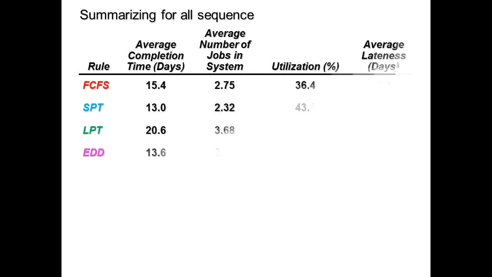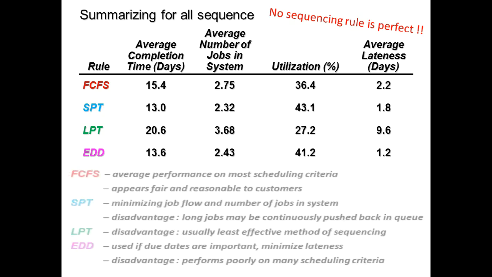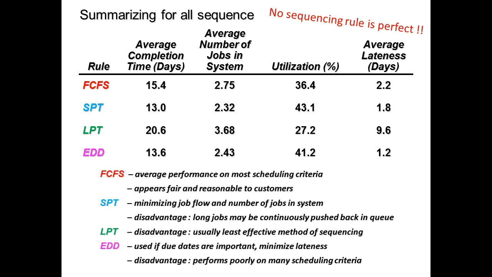Finally, summarize the criteria for all sequences. Keep in mind that no sequencing rule is perfect. First come first serve provides average performance on most scheduling criteria. It also appears fair and reasonable to customers.